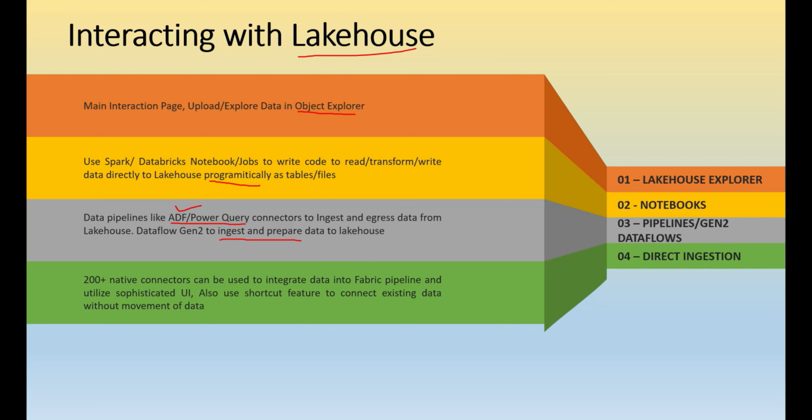This we have already seen in the previous videos also, right? So how we can use the shortcut feature, because that is the abstraction that Microsoft Fabric will give you. And here, why we are calling it a native connector is, suppose you are a Spark developer or you are a SQL developer, right?